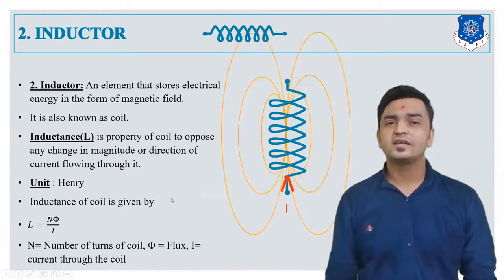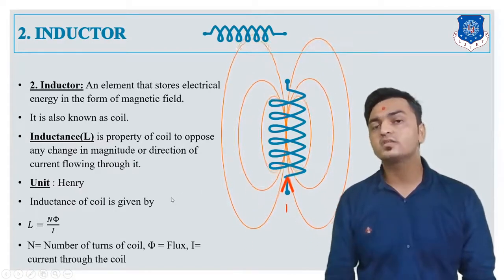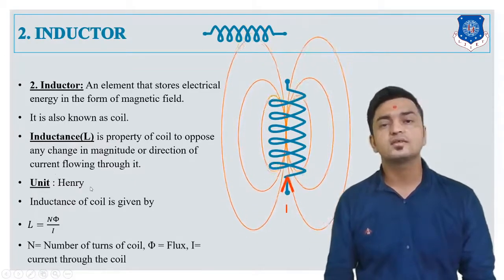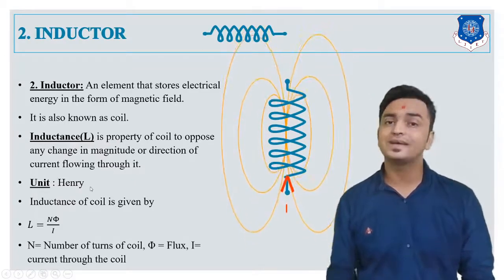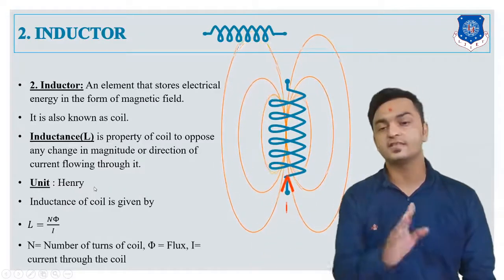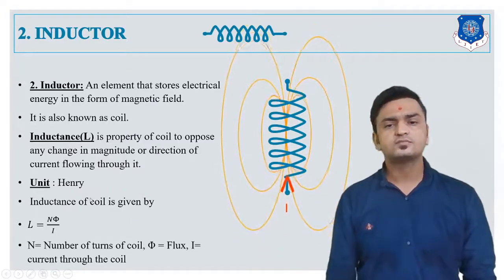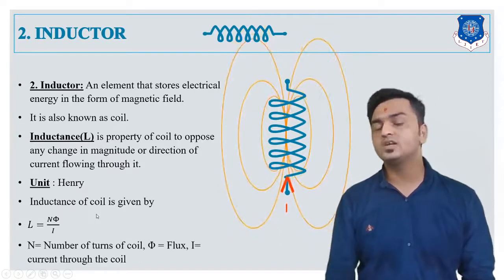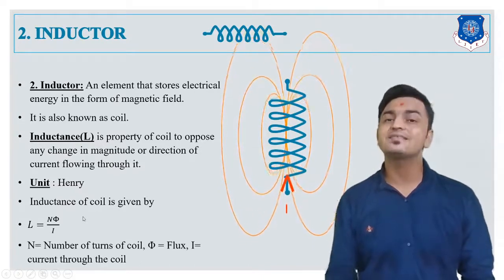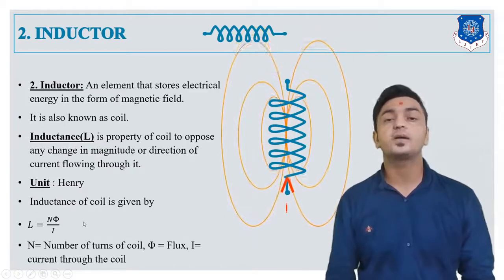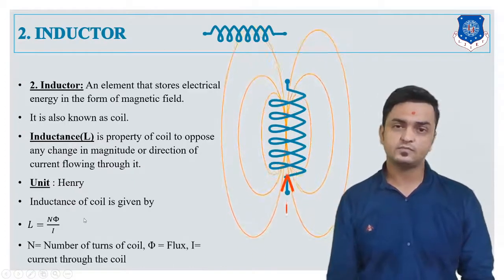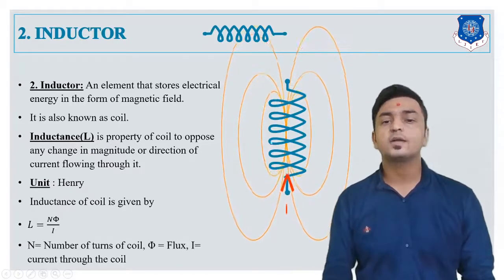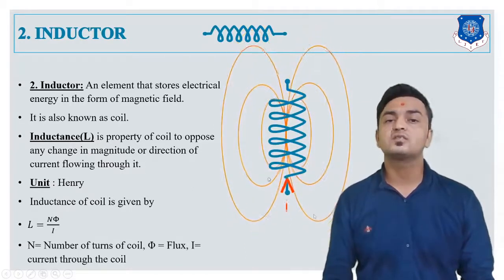Now, again, next point in this same theory, what is the unit of inductor? That is given over here, and that is Henry. We can define the value of inductance in Henry. And if we define the value of inductance, that can be defined by L is equal to N phi by I. Now, what is N over here? N means number of turns in this coil.